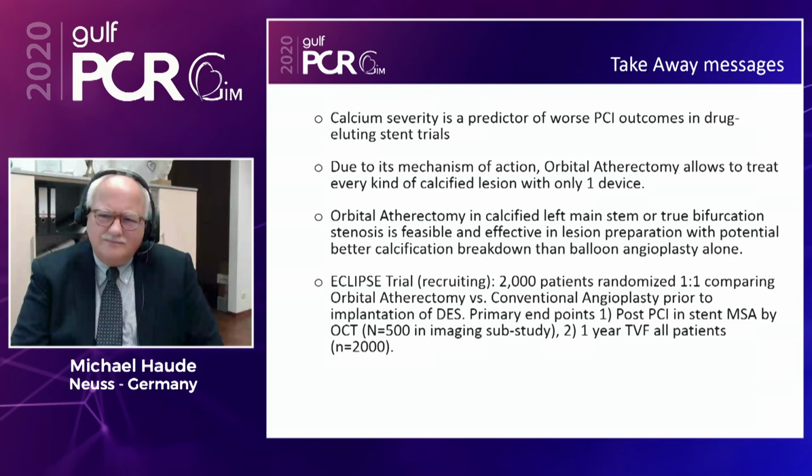Scientific-wise, we heard about the ECLIPSE trial, which is ongoing and still recruiting. A large trial of 2,000 patients randomizing 1-to-1 orbital atherectomy versus conventional balloon angioplasty prior to implantation of a drug-eluting stent, with the primary endpoints of post-PCI minimal stent area in a subgroup of 500 patients by OCT, and second, the 1-year target vessel failure. Very interesting to see whether it turns out that orbital atherectomy here brings both a clinical benefit as well as a mechanical aspect in that scenario.